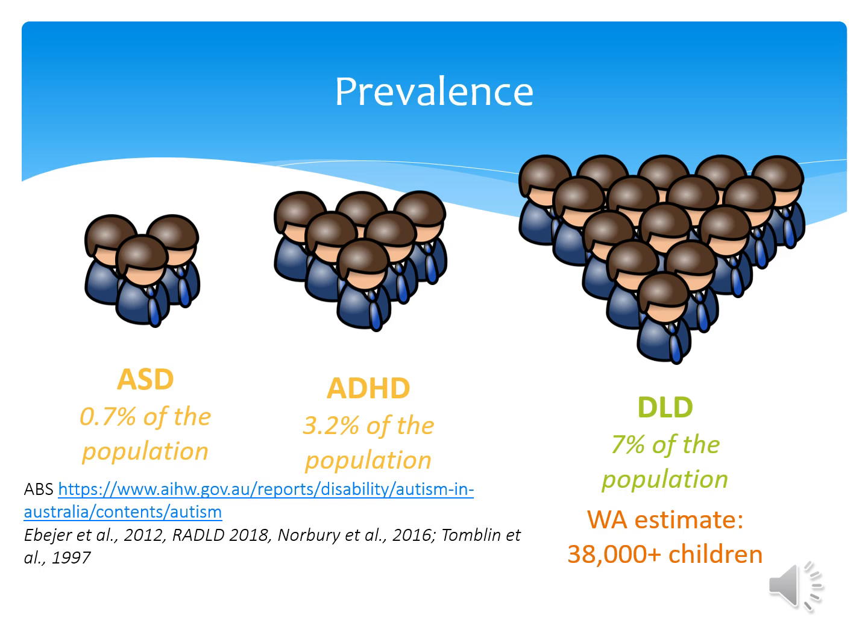As you will have just heard in the video, DLD is more common than you think, with an estimated 7% of the population having DLD, compared with 3.2% of the population having ADHD and 0.7% of the population having ASD.